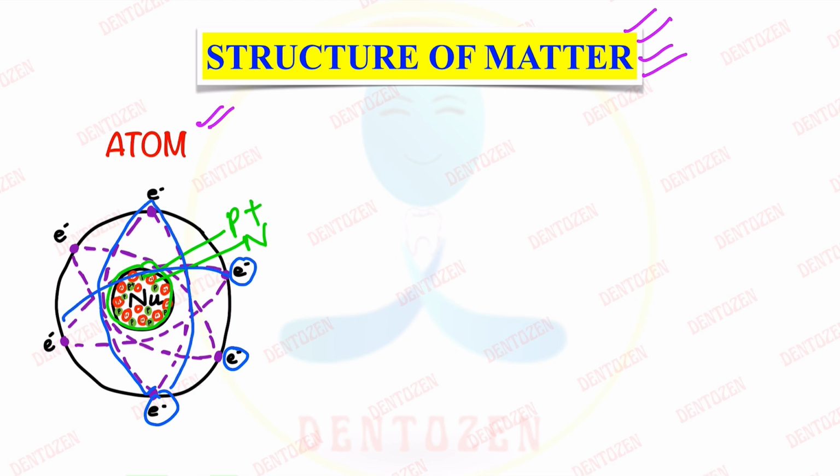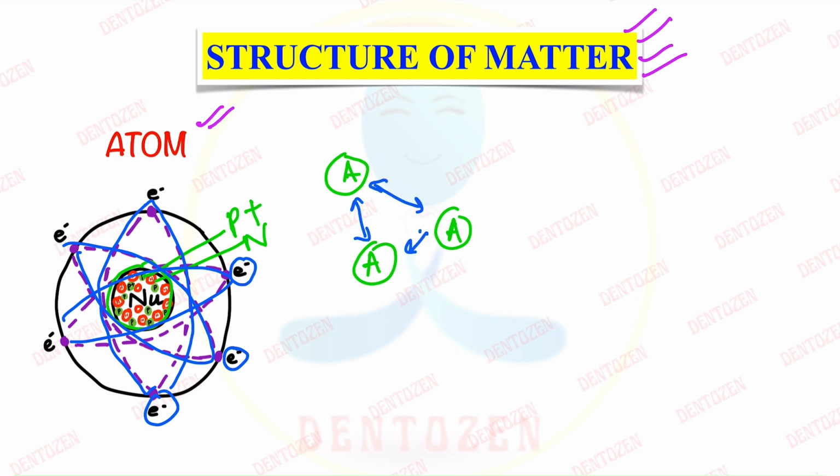So that is the basic structure of an atom. Now many such atoms are joined together to form a material, to form a molecule. So these atoms, how are they joined? How are they bound to each other? Through the forces which are known as cohesive forces. So cohesive forces are interatomic forces, in between the atoms.